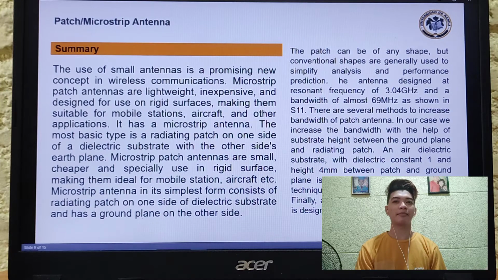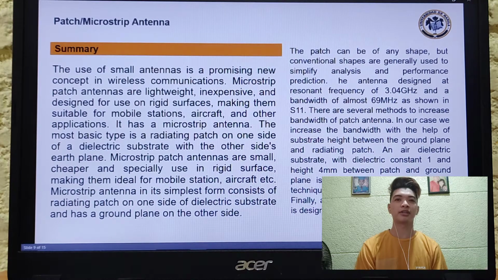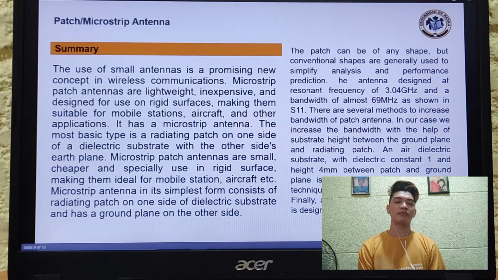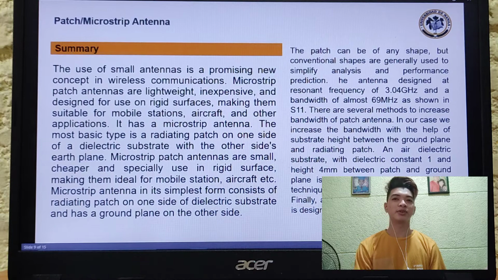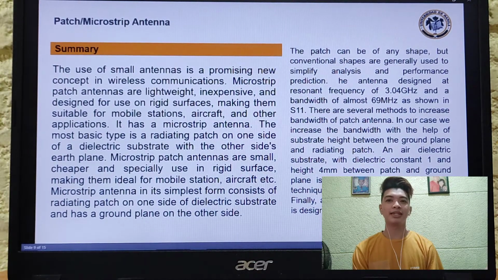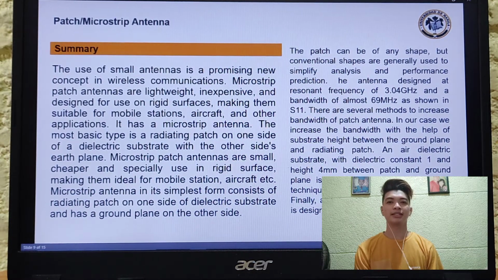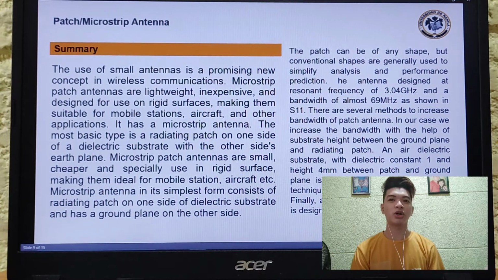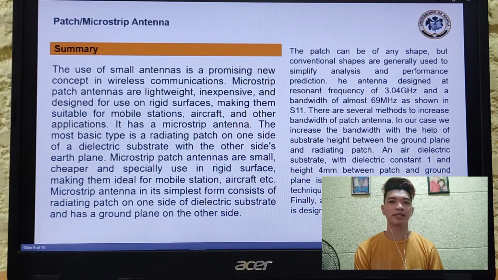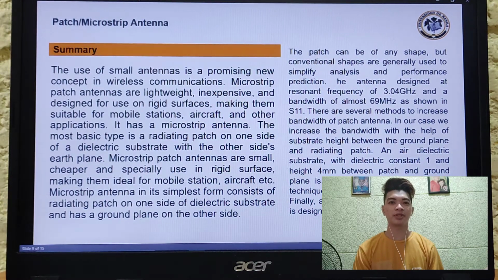The most basic type is a radiating patch on one side of a dielectric substrate, with the other side as the earth plane. Microstrip patch antennas are small, cheaper, and specially used on rigid surfaces, making them ideal for mobile stations, aircraft, etc. Microstrip antenna in its simplest form consists of a radiating patch on one side of the dielectric substrate and has a ground plane on the other side. The patch can be of any shape, but conventionally, regular shapes are generally used to simplify analysis and performance prediction.